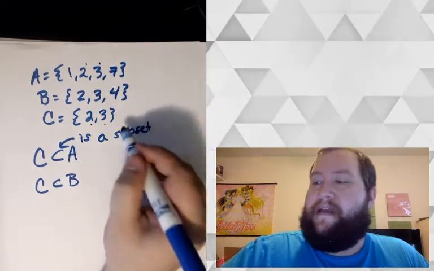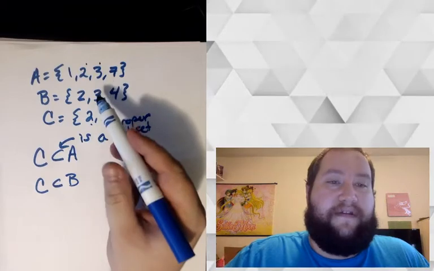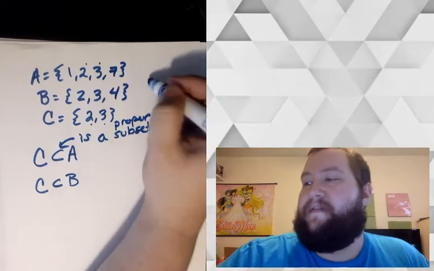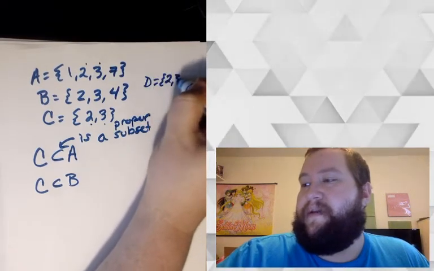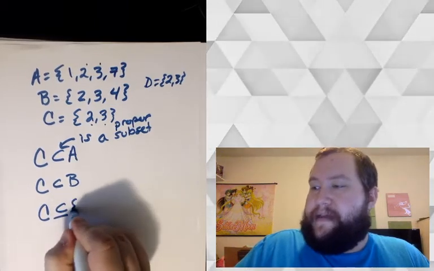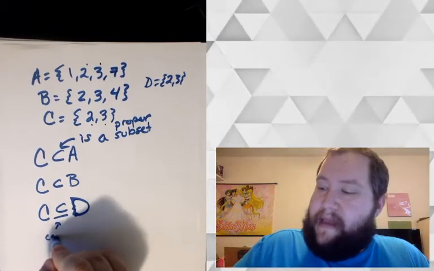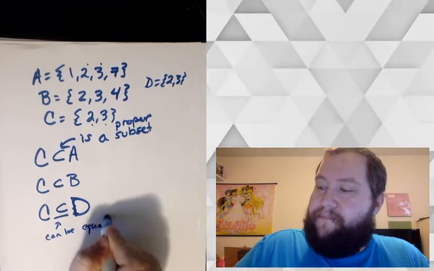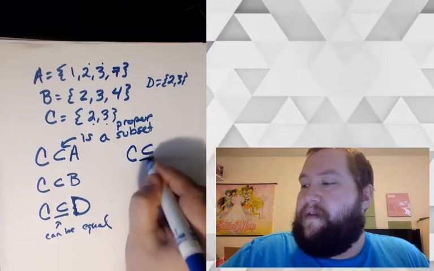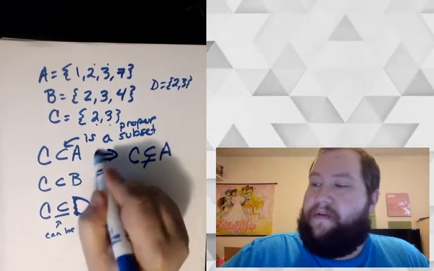And actually it is a proper subset because C doesn't have all the things of A, so they're not equal. So just like we have a less than, we have a proper subset. Then suppose I say D is 2, 3. C is a subset of D. So that means it can be equal. You could also say C is a proper subset of A, just to emphasize that it's not equal. So those two are equivalent.